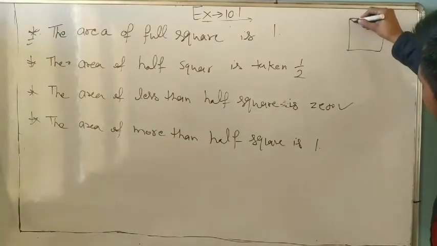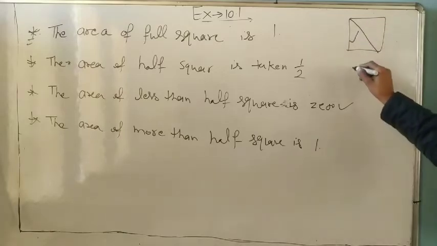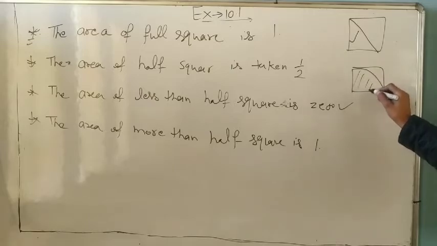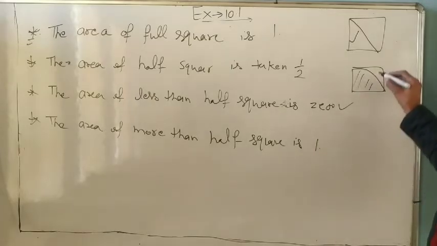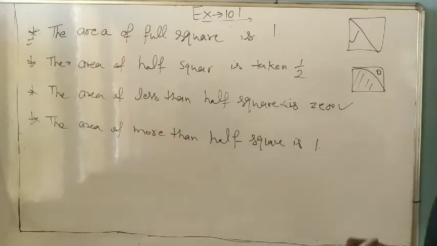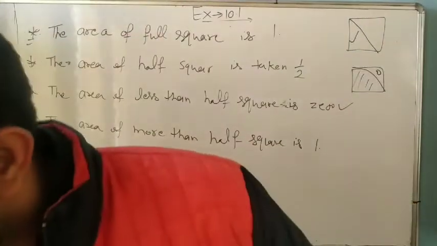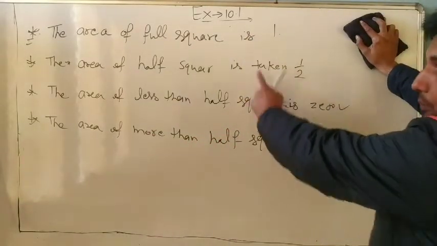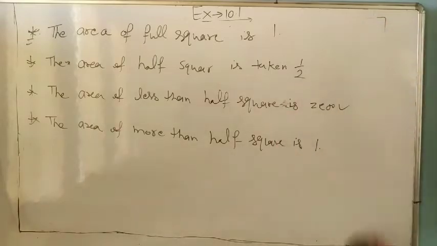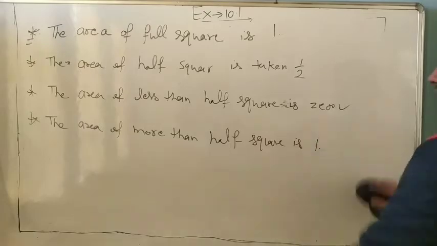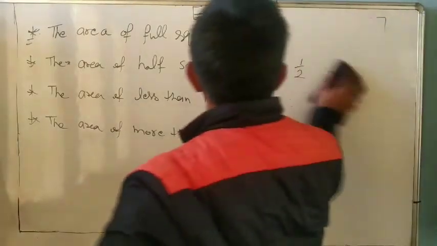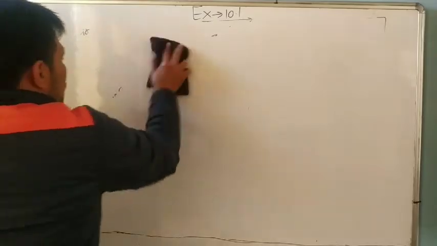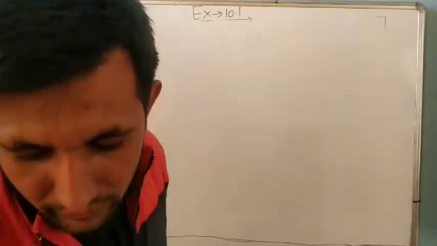If we take only half, then the area is half, of a square. And if I ask you what is the area of this one, is it more than half or not? So its area is 1. And if it is less than half, its area is 0. So like this we will find. Now question number 1. So first note down these 4 points, always remember. Area of a full square is 1, area of half is half, area of less than half is 0, area of more than half is 1. I will explain only one question, the rest you do yourself.